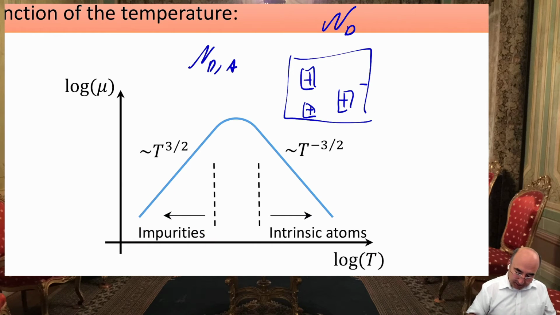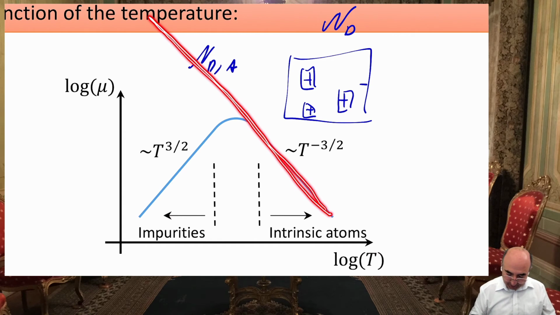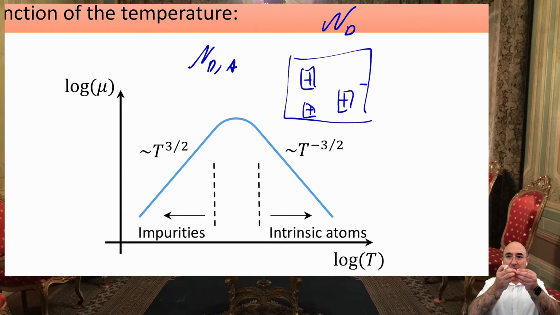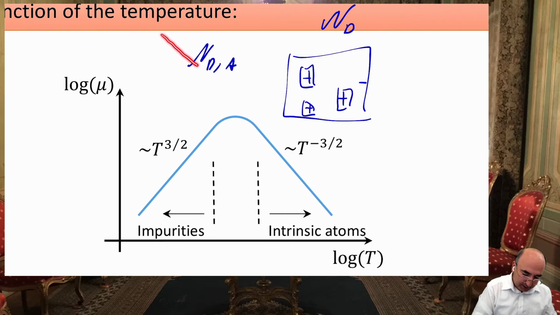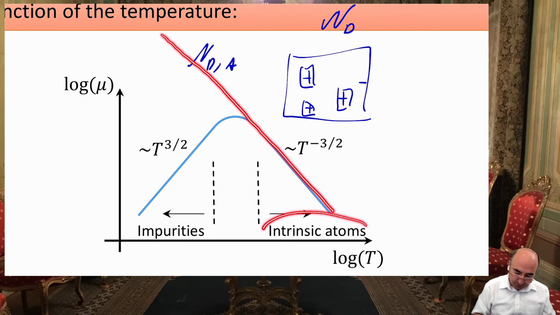And then there is a different effect, which is the effect of the intrinsic atoms. If you have a constant, not moving atom in the lattice, the electron passes. If the atom is moving heavily due to the temperature, the probability of collision increases. So this probability increases and the mobility decreases due to the intrinsic atoms.